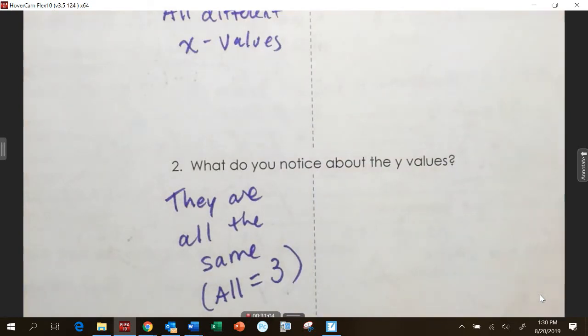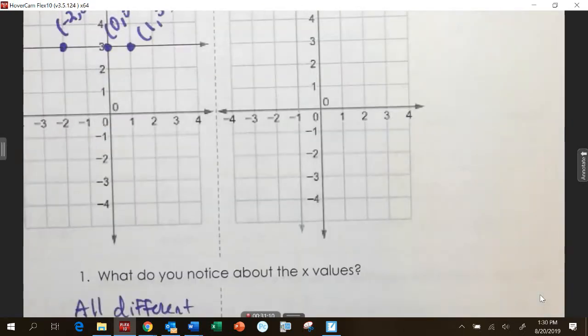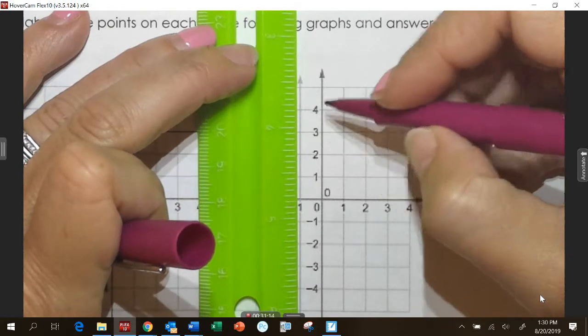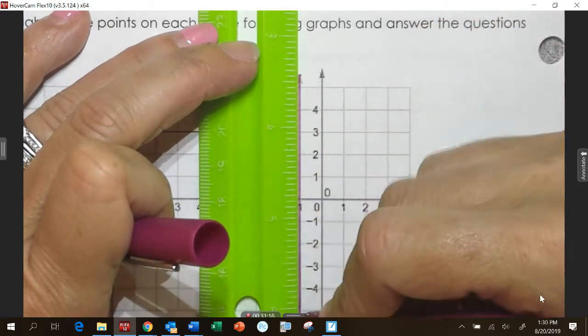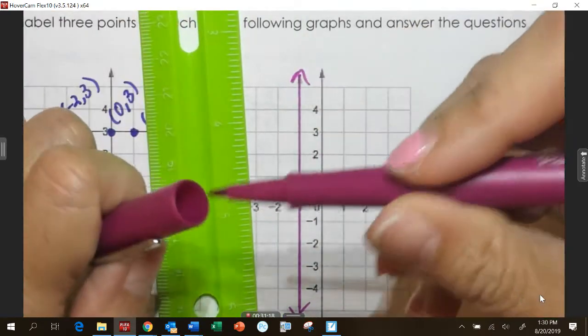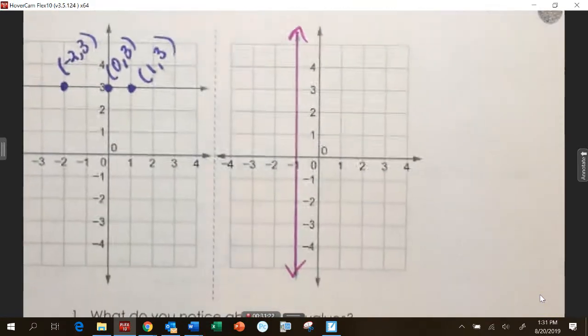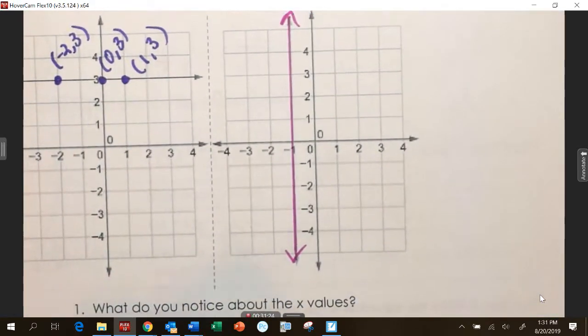Okay, now I want you to do that exact same thing, but for the one on the right. There's a line. It might be kind of difficult to see. I'll make it more obvious if you can't see it on your paper. That's where it is. So you pick 3 points and do the same kind of question.